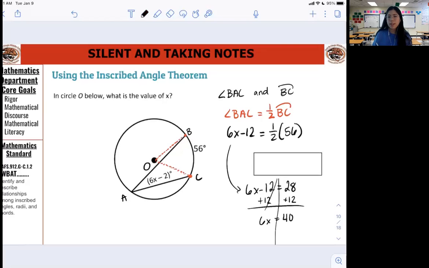Now what do I do to both sides? We divide by 6. And we simplify. So what would be my final answer in simplified fraction form? 20/3. Good. Questions on this one?